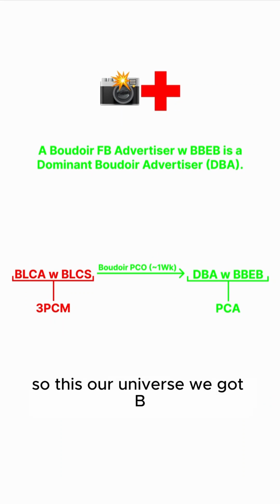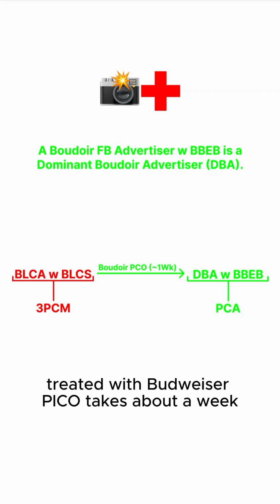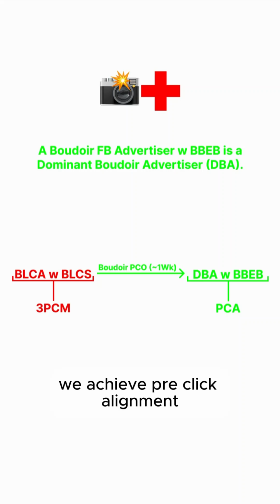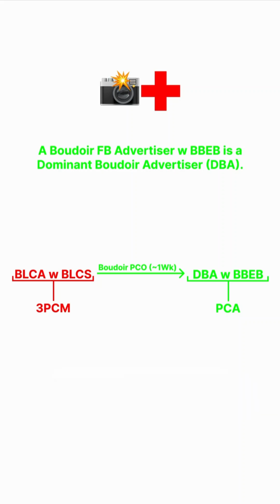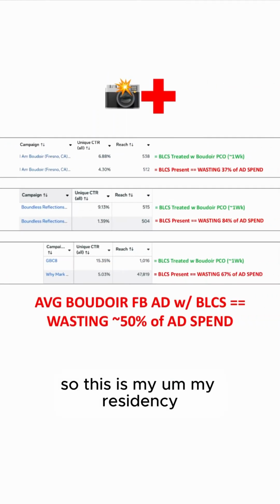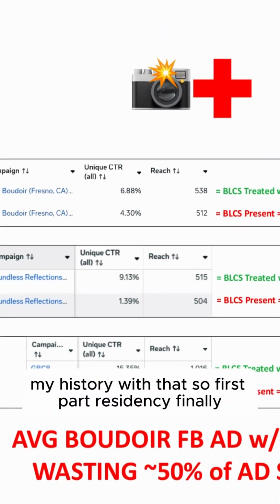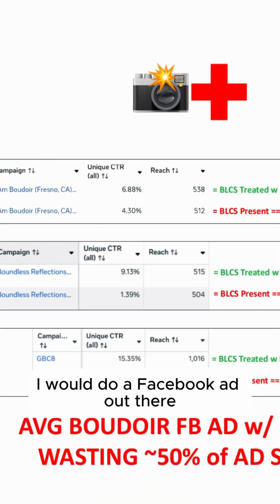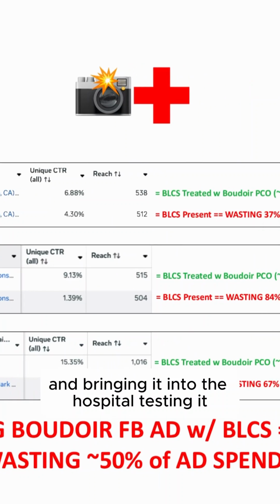So this is our universe. We got BLCA with BLCS. It's caused by the 3 pre-click mistakes. We get treated with Boudoir Pico, takes about a week. We achieve pre-click alignment. We become a dominant Boudoir advertiser with Boudoir brain entry boost. So this is my residency, my history with that. So first part of my residency, finding a Boudoir Facebook ad out there and bringing it into the hospital, testing it.